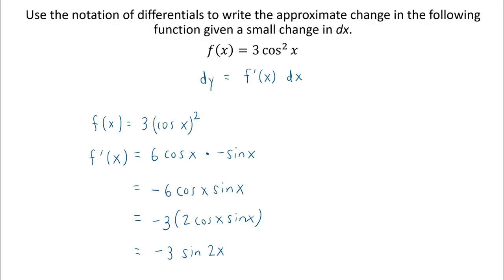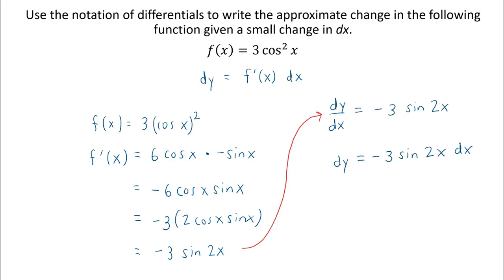Now let's use that derivative to write this in differential form. The derivative, which is dy over dx, is equal to negative 3 sine of 2x. And to go from derivative form to differential form, we just multiply both sides of the equation by dx. That gives us dy is equal to negative 3 sine of 2x dx.